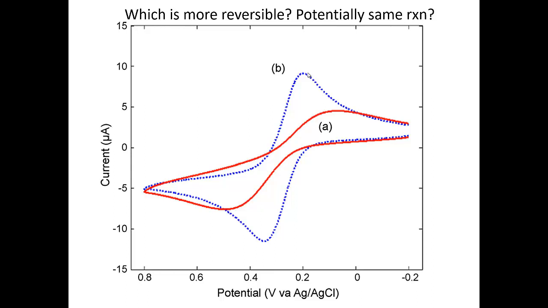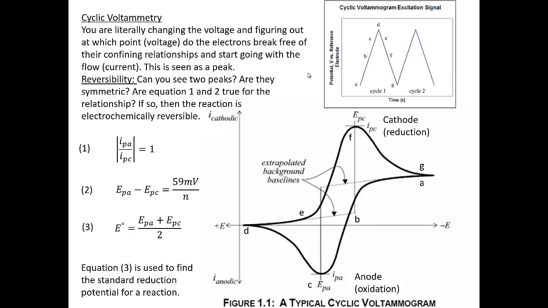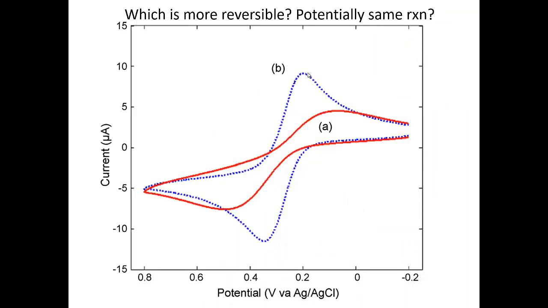All right, could they potentially be the same reaction? You answer that with the third equation. If EPA plus EPC divided by 2 is approximately the same for each of them, then it could theoretically be the same, okay? Because that means the center of the two peaks is approximately at the same point, which is true. They're both centered about the same region here, around 0.3, so they could theoretically be the same reaction.